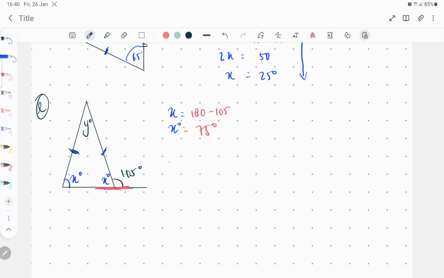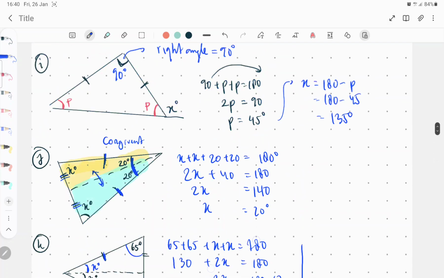And then to find the value of y, do the triangle formula. 75 plus 75 plus y equals 180. So 150 plus y equals 180. So y equals 30.